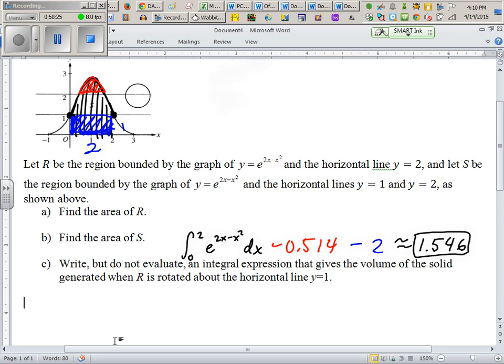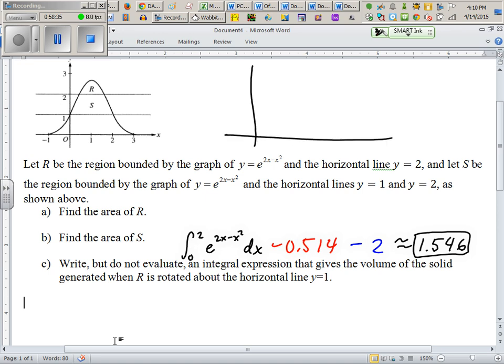Okay, and then part C, we're on to that volume thing. So we're going to be rotating the region R around the line y equals 1. So nice big drawing here. Region R is up here. You're going to rotate that around the line y equals 1. So what's going to happen is it's going to end up down here. So this is region R spun around the line y equals 1.